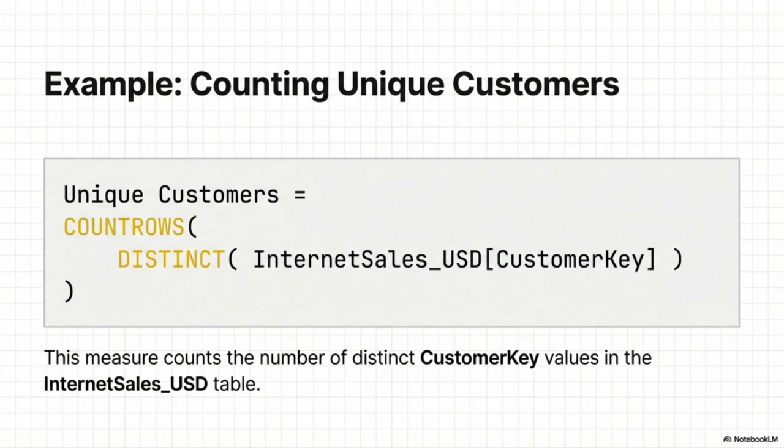Let's look at a practical example. We'll also be seeing a practice example as well, but just a formula here. Suppose we create a measure called Unique Customers, and inside it COUNTROWS wraps the DISTINCT function. DISTINCT generates a unique list of customer keys and COUNTROWS returns the total number of unique customers. This is a very common pattern in business reports.